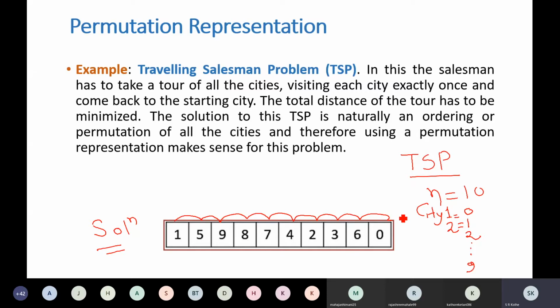Every number has occurred exactly once, because the traveling salesman problem says that there is a constraint that a particular city should be visited exactly once. So no city is repeated. So this representation is equivalent to permutations of these numbers from 0 to 9. So for all permutations of 10 cities, that many possible solutions will be there. This is one of the solutions. Such a representation is called permutation representation.